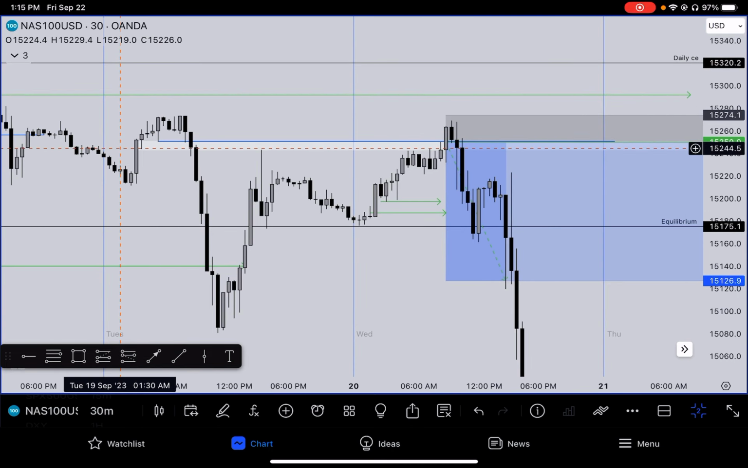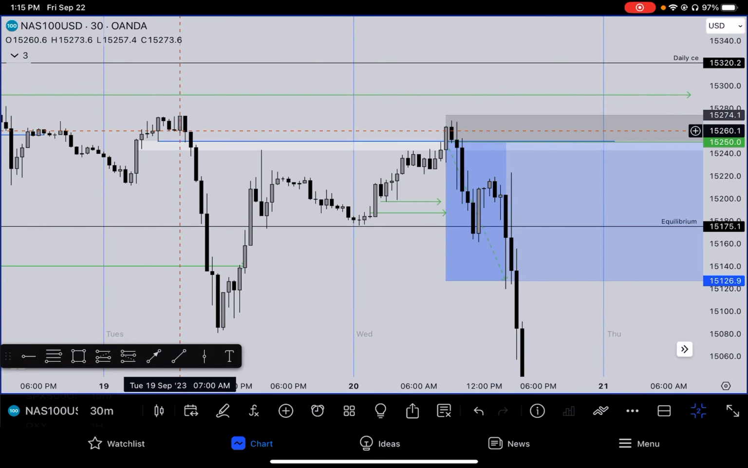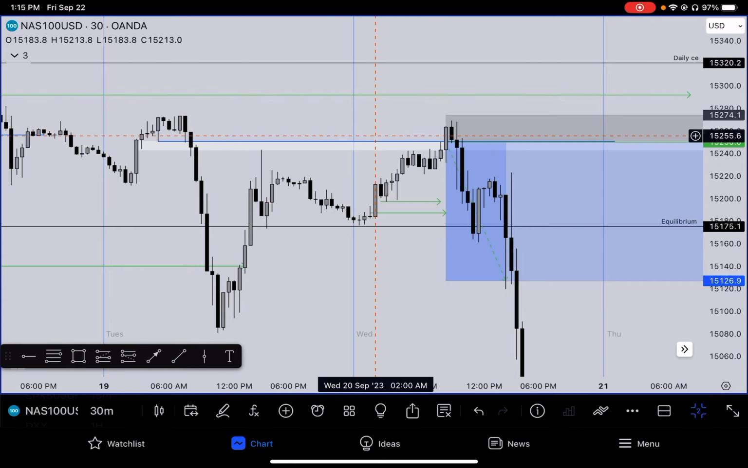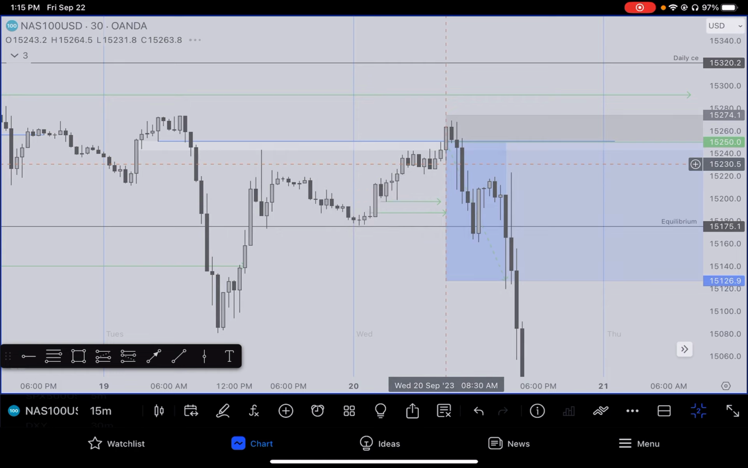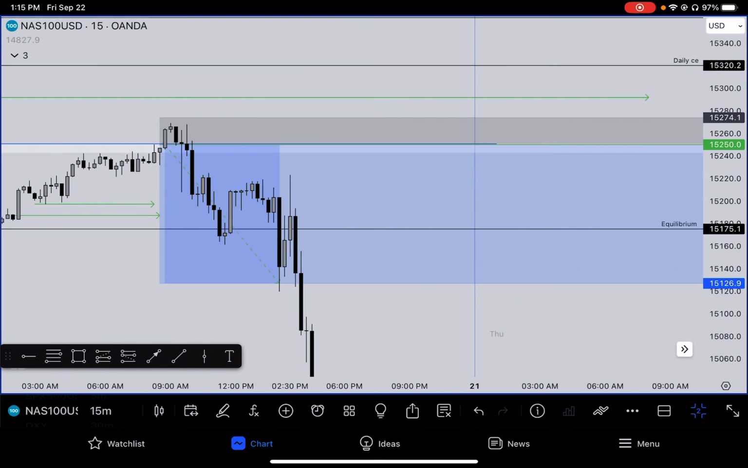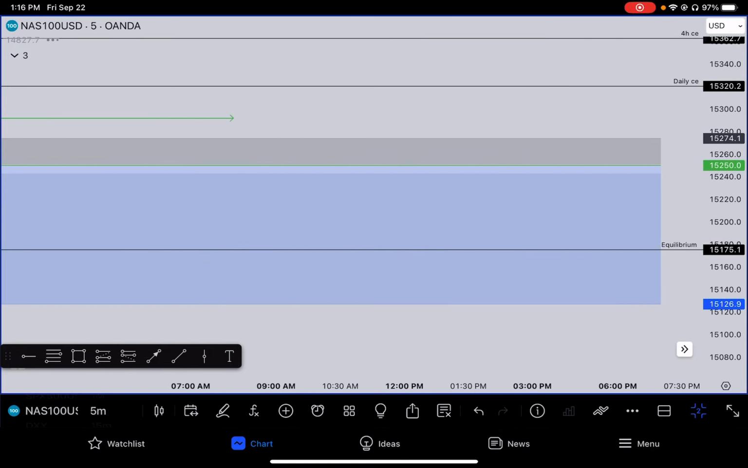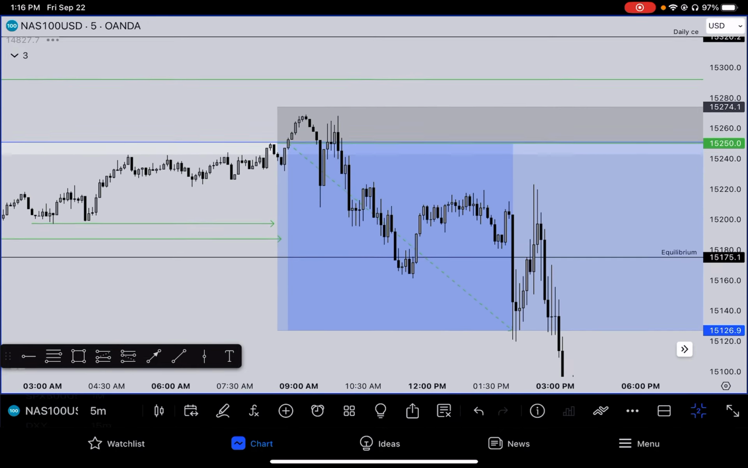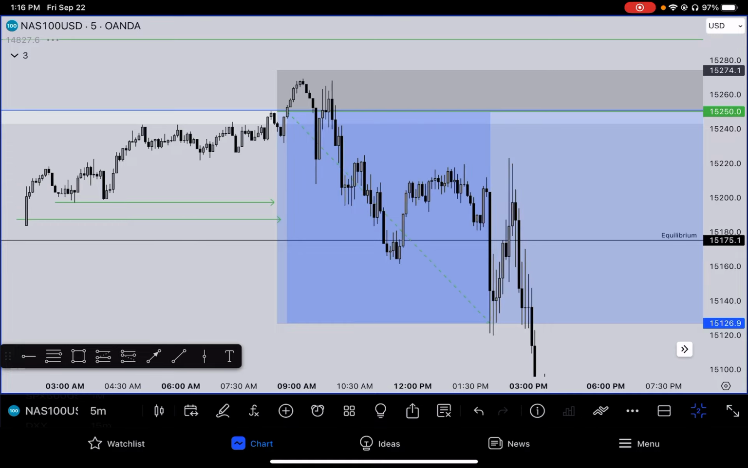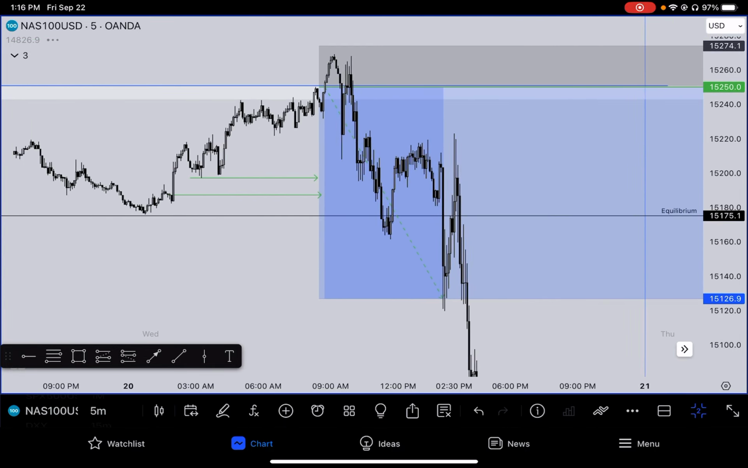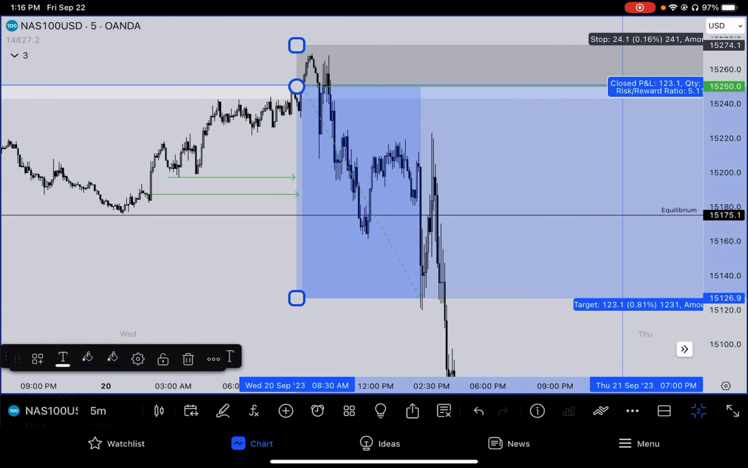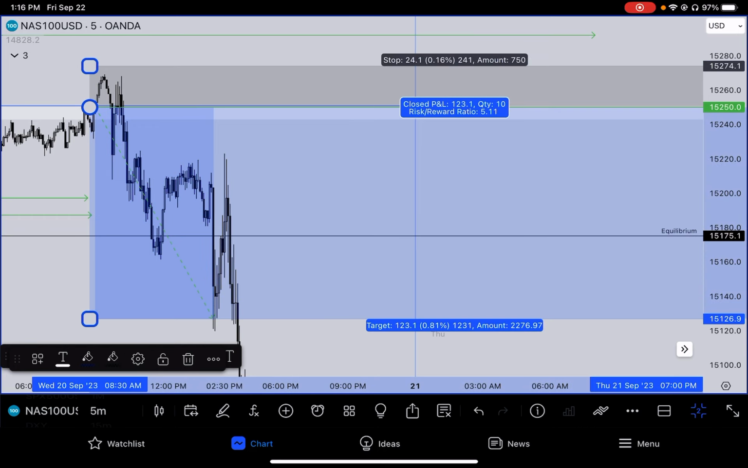And on 30-minute, we even see that last order block, the buy to sell. So that was my entry on it. Let me scale all the way in. Boom, that was the entry. NTP smashed. Let's see what the RR was. 1 to 5. Yep.